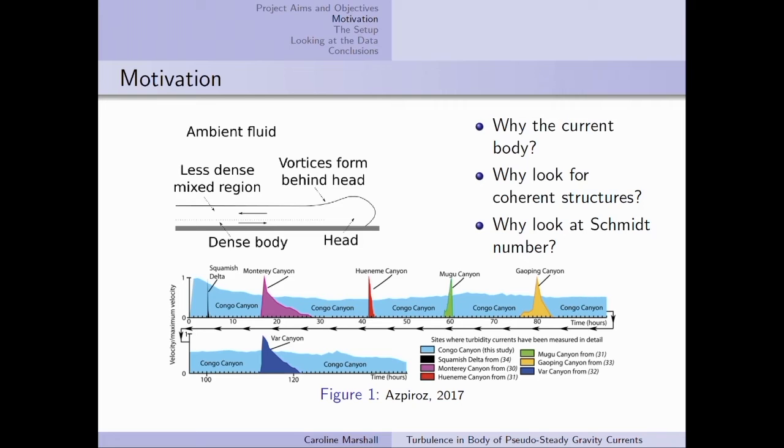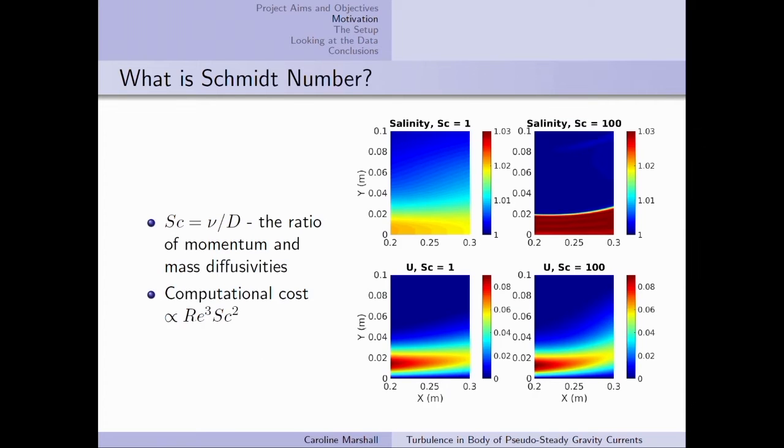Finally, why Schmidt number? I thought there might be some people here today who aren't familiar with Schmidt numbers, so for them, it's defined as the ratio of momentum and mass diffusivities, similar to a Prandtl number. And physically it compares the thicknesses of the hydrodynamic and mass transfer boundary layers.